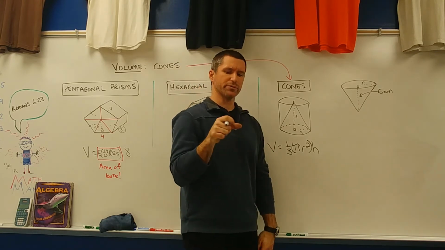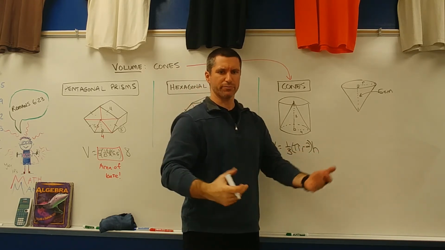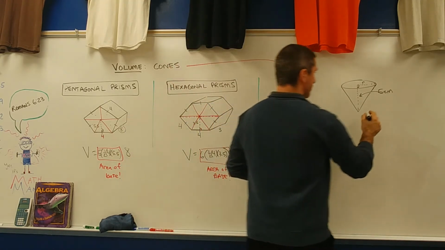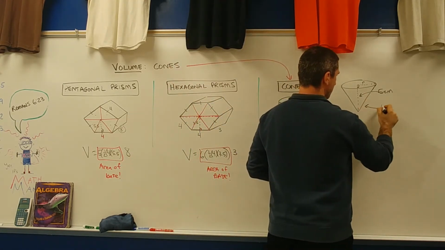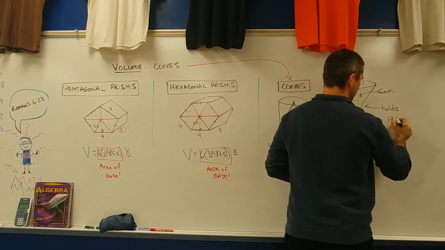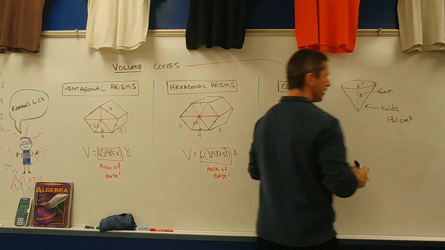Imagine this being like one of those little Dixie cups that you get water from, which you shouldn't use, by the way, because they're not good for the environment. But let's say it's one of those. And we know that it holds 131 centimeters cubed worth of liquid.